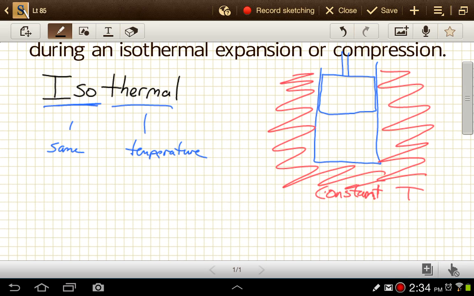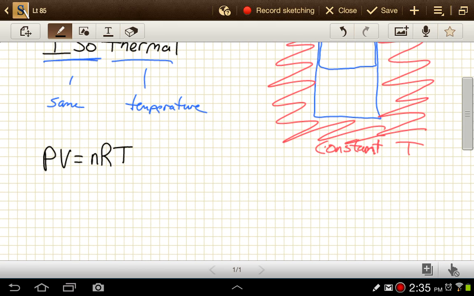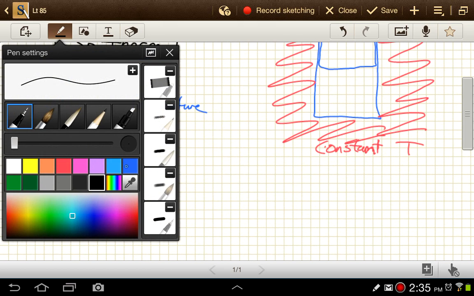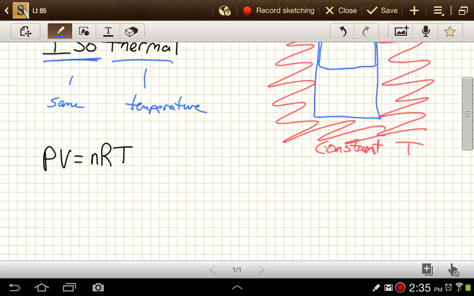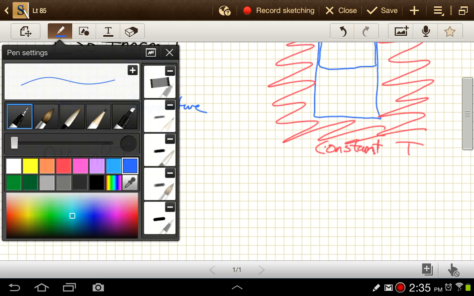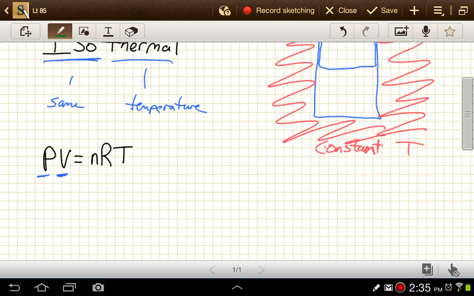But in an isothermal expansion, when we apply the ideal gas law, PV equals nRT, we need to identify what's changing and what's staying constant here. So both P and V could change in this case, but n, the number of moles, or the amount of the gas, that's going to stay constant. R, the ideal gas constant, always stays constant. And T is going to stay constant because this is an isothermal process.